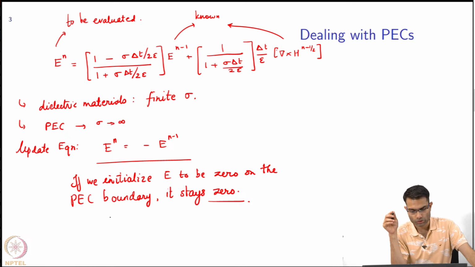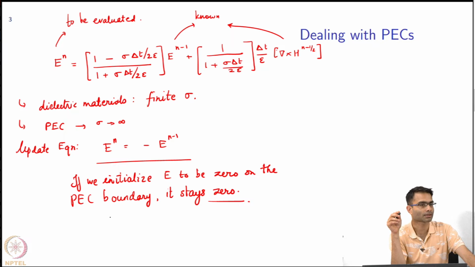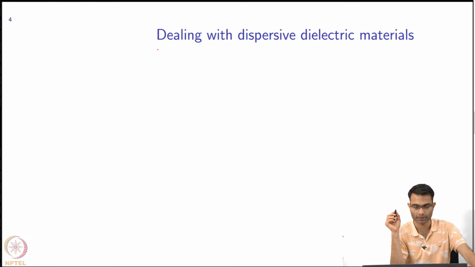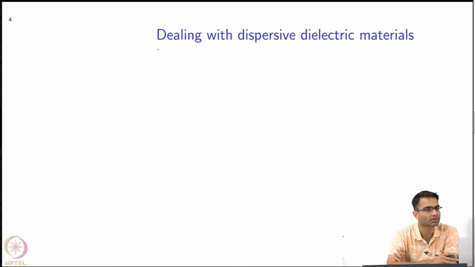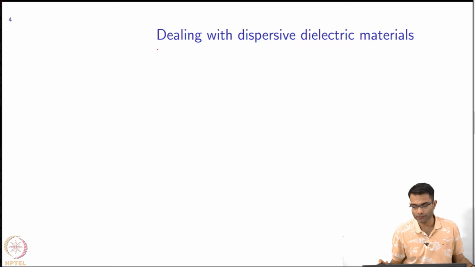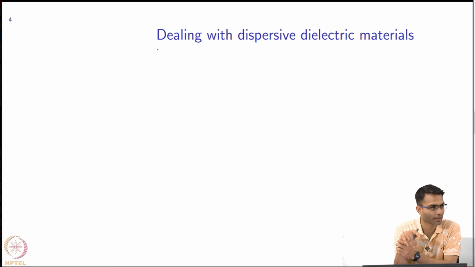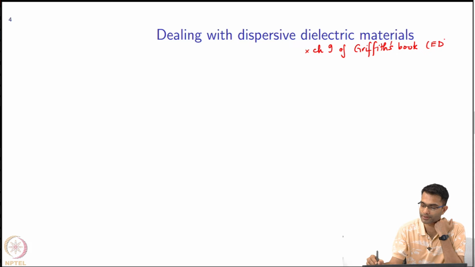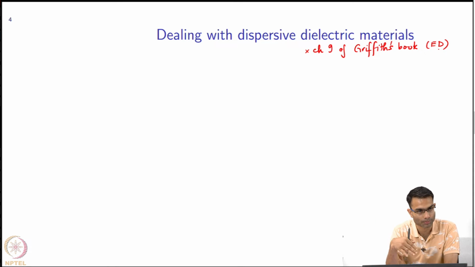Now what I was hinting at was that this equation over here has something wrong with it. So let's go a little bit deeper into that. We all know that most natural materials are dispersive, right? There is a part of this which I am not going to be able to derive here, so I will give you a reference: chapter 9 of Griffiths' book on electrodynamics. Everyone has seen the blue cover book, right?